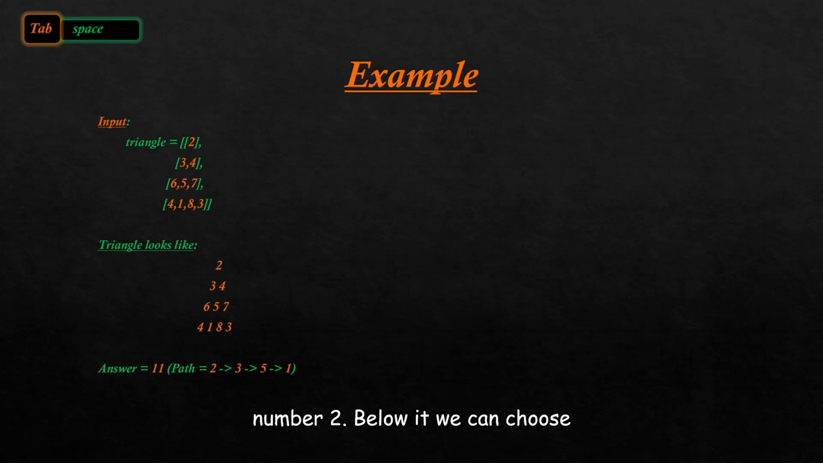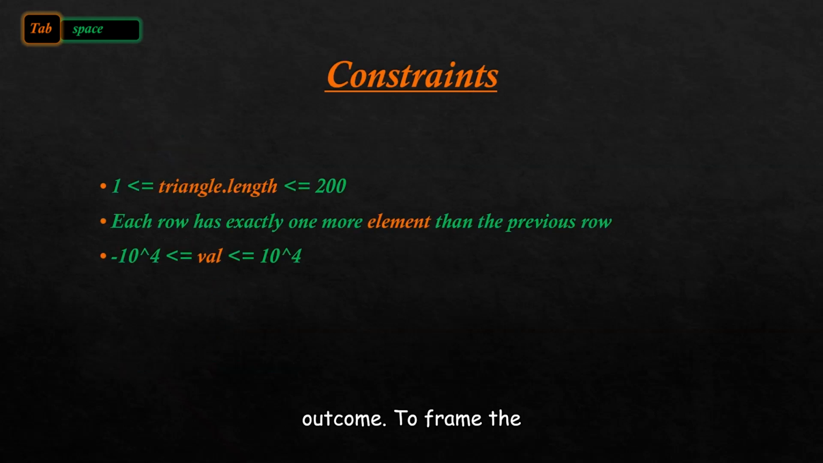Here's an example triangle. At the top sits the number 2. Below it we can choose between 3 and 4. Continuing downward, the triangle grows wider. Now one possible path is 2, 3, 5, 1, giving us a total of 11. This is the smallest possible path sum and it demonstrates the essence of the problem. At each row, the decision we make impacts the final outcome.